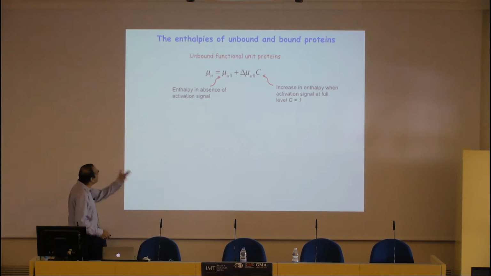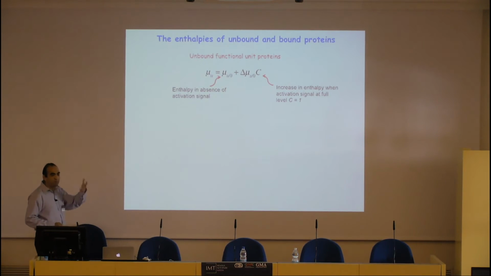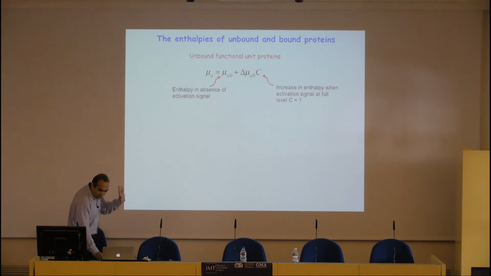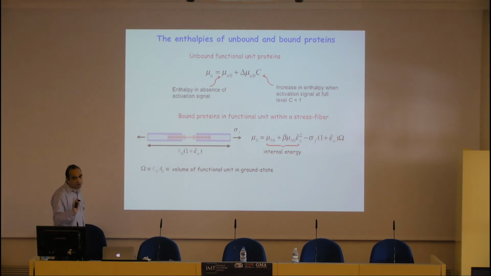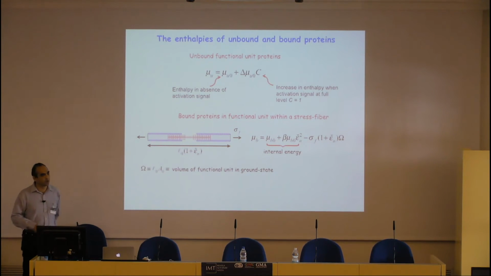These are just some proposals for these enthalpies. In the unbound state, these are just free proteins. In the absence of an activation signal, the enthalpy looks like this, but you always get some kind of activation signal. So in the presence of the activation signal, the enthalpy is modified in this manner. For the unbound state, it's very simple. For the bound state, it's much more complicated and a little bit more subtle.